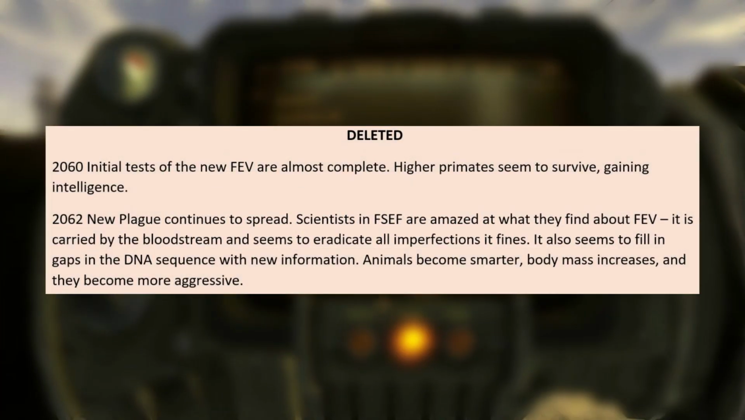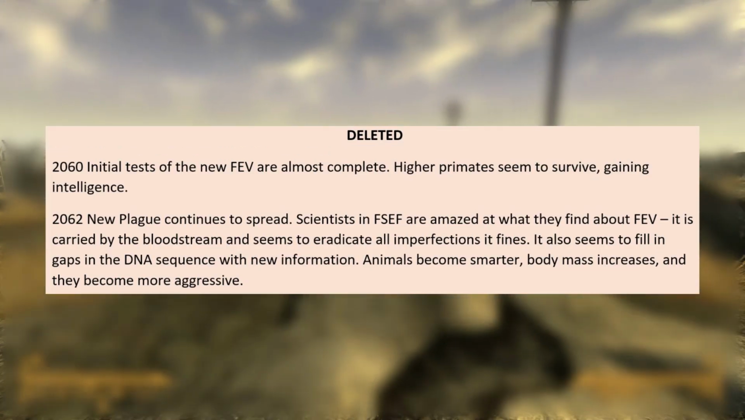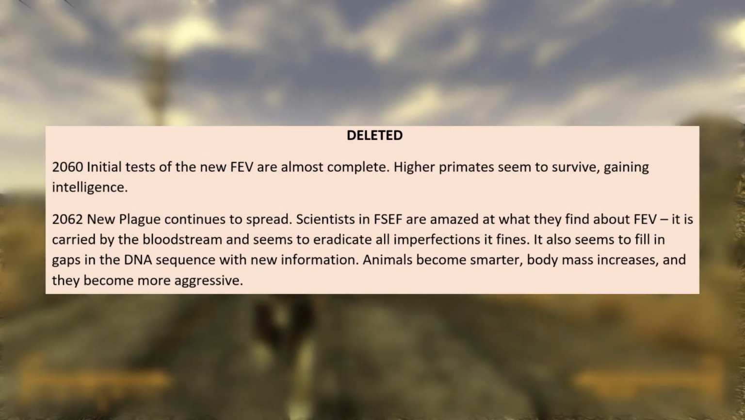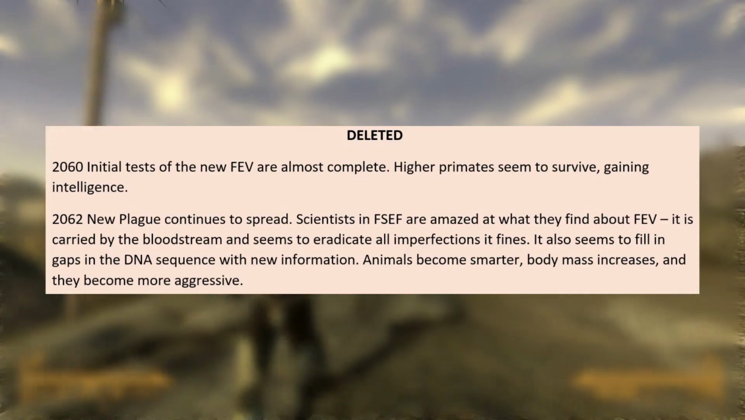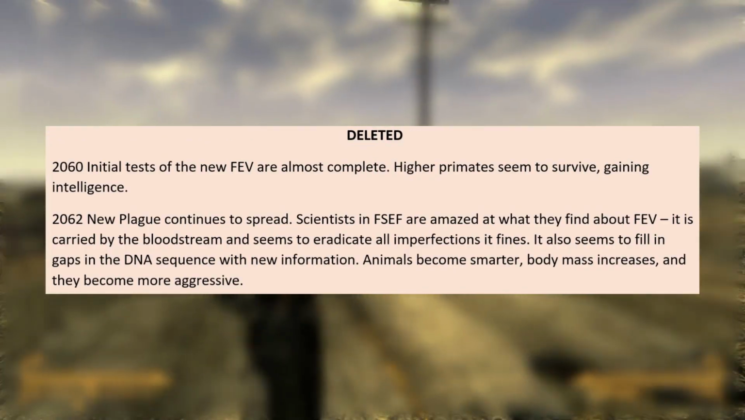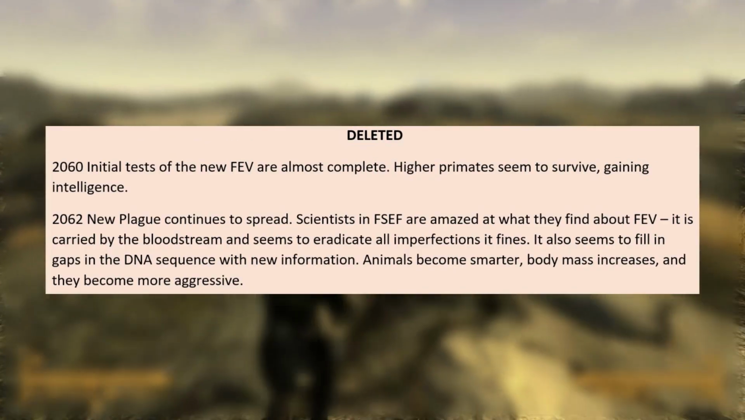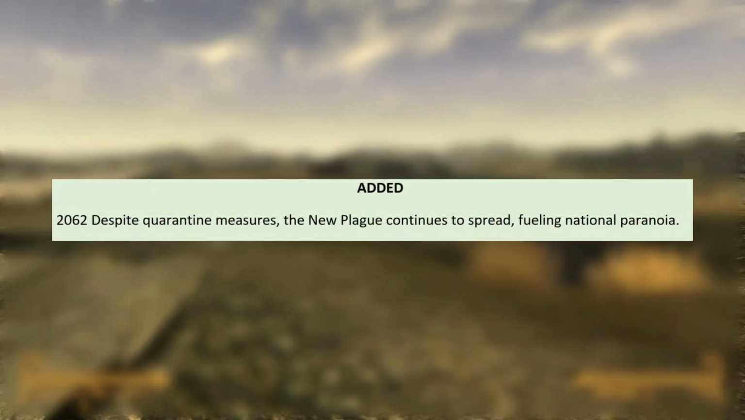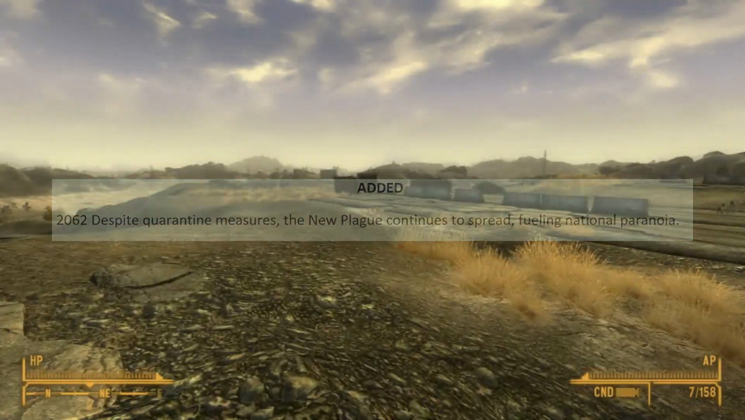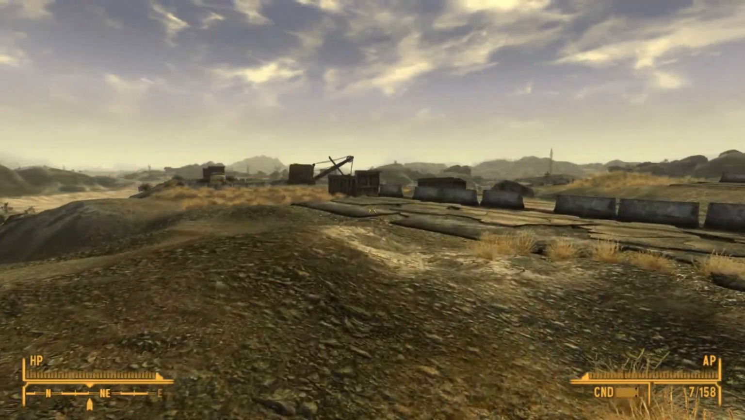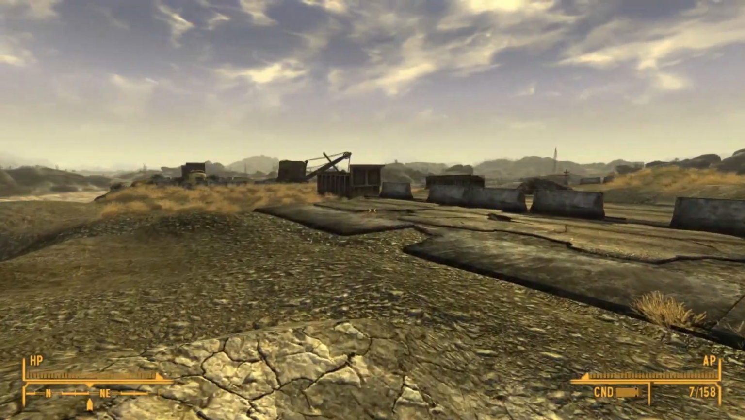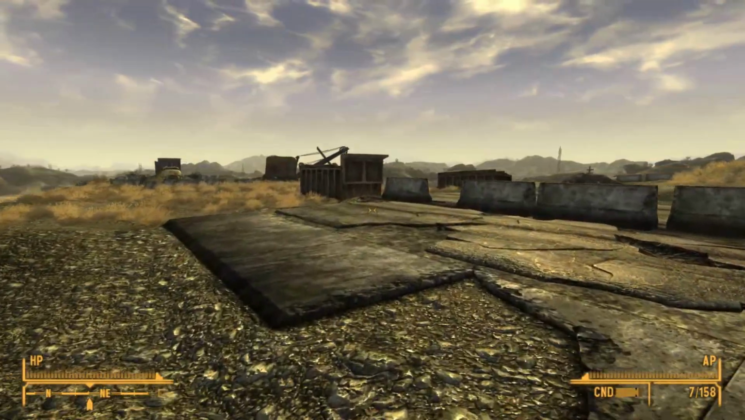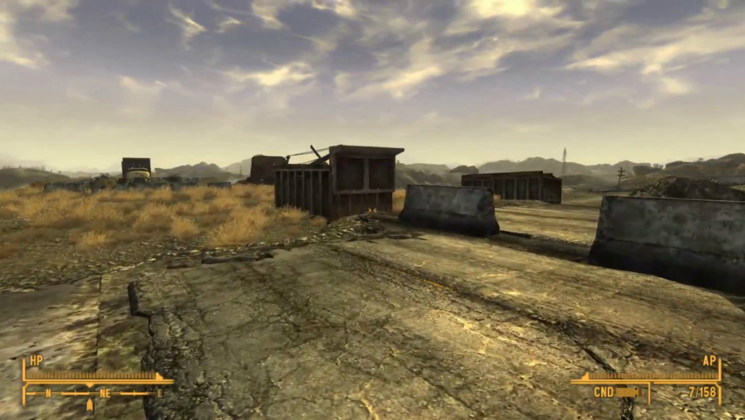Chris removed a 2060 and 2062 entry that mentioned that FEV was being tested on apes. The second entry that mentioned scientists discovering that FEV is carried by the bloodstream and seems to eradicate all imperfections and fill in the gaps in DNA is also deleted. It is instead replaced with, despite quarantine measures, the new plague continues to spread, fueling national paranoia. FEV's ability to heal mutations and gaps or errors within DNA seems counter to what we know about FEV and could be why this entry was removed.